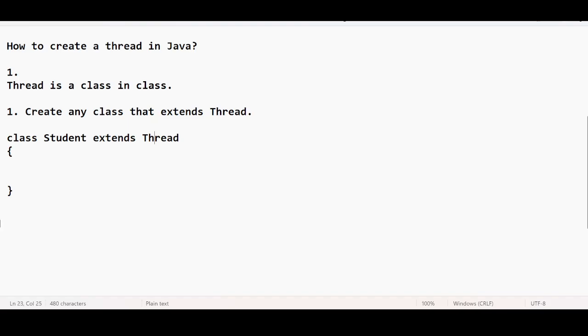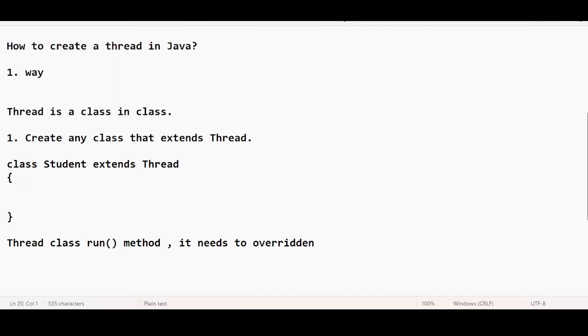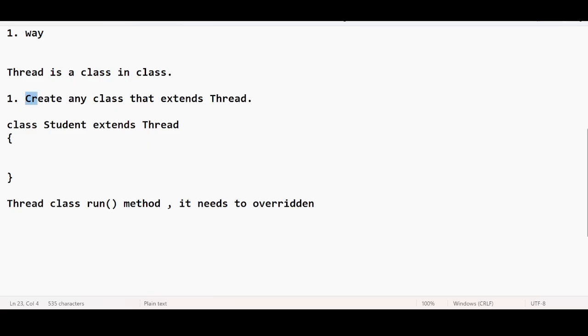The thread class internally has a method called run method, and that run method needs to be overridden. Under the first way, I'm just giving you what is a thread. Thread is a class in Java. First point is what? Create any class that extends the thread class. This is the simple syntax.